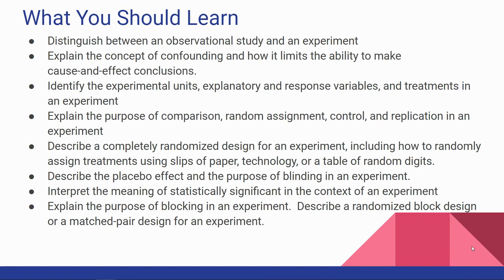Describe a completely randomized design for an experiment, including how to randomly assign treatments using slips of paper, technology, or a table of random digits. Describe the placebo effect and the purpose of blinding in an experiment. Interpret the meaning of a statistically significant result in the context of the experiment, and explain the purpose of blocking in an experiment. Describe a randomized block design or a matched pair design for an experiment.